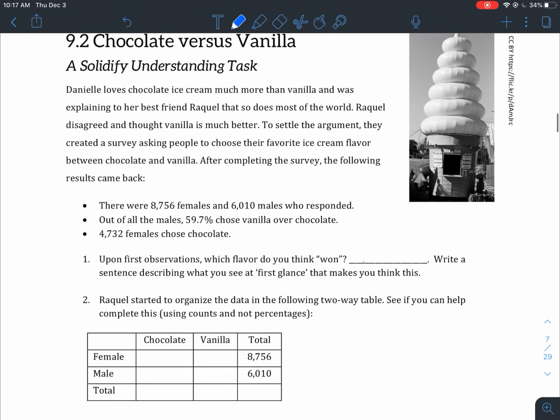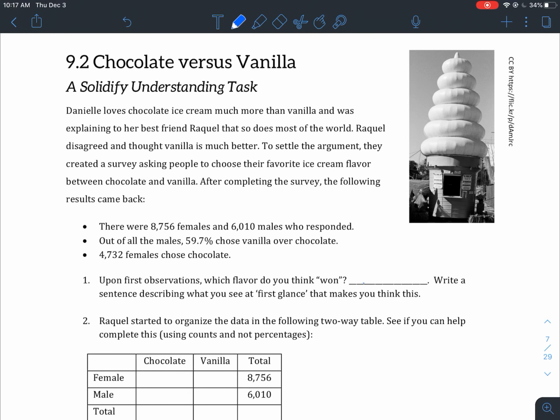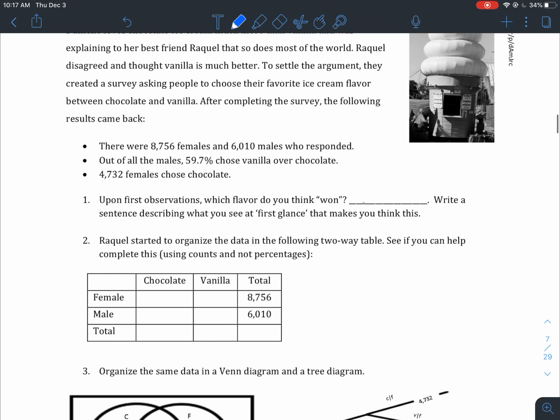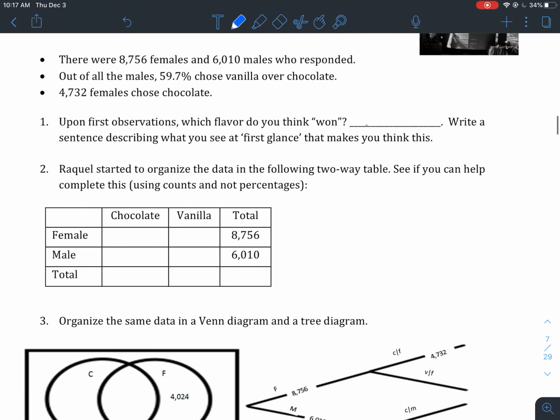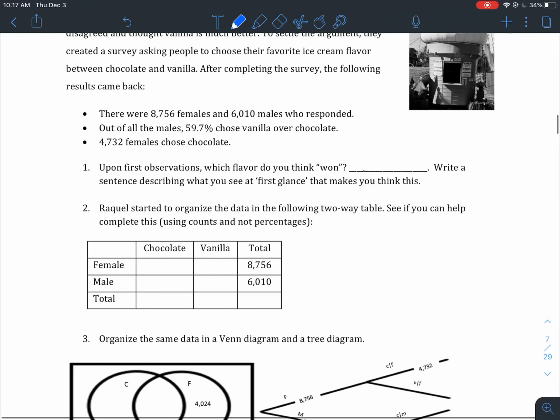All right, so we are going to work on the task from 9.2 Math 3. Essentially, what we're trying to learn from this task is how to fill in a two-way table, a Venn diagram, and a tree diagram. So we are organizing data on people's ice cream preferences. According to this survey, they interviewed females and males, and they had to choose between chocolate and vanilla ice cream.